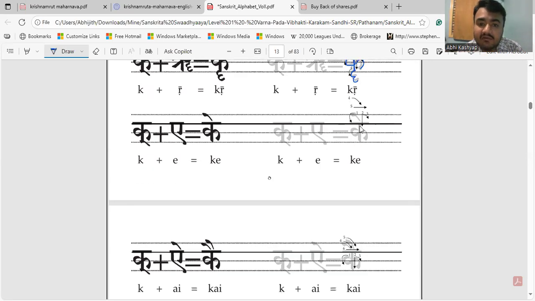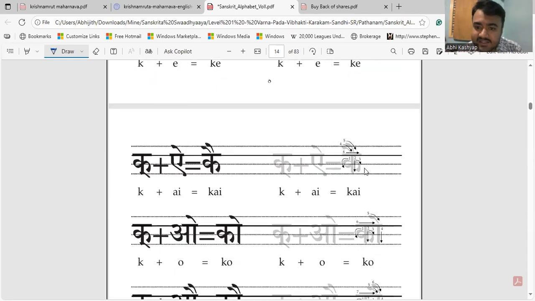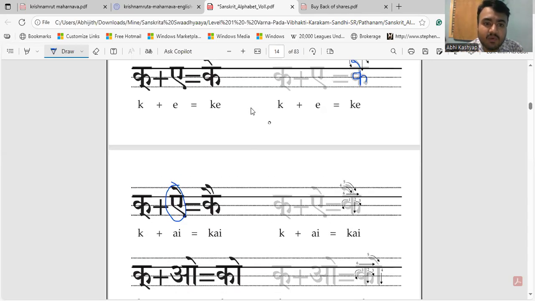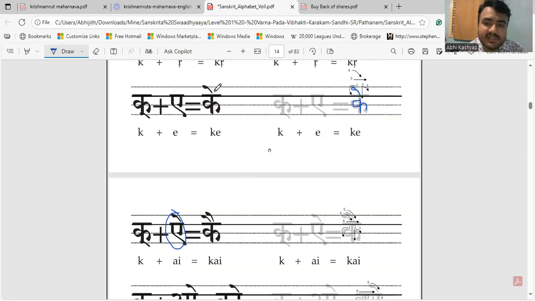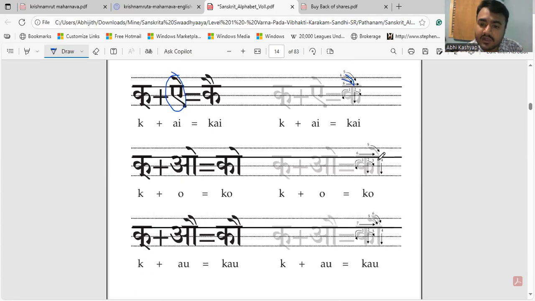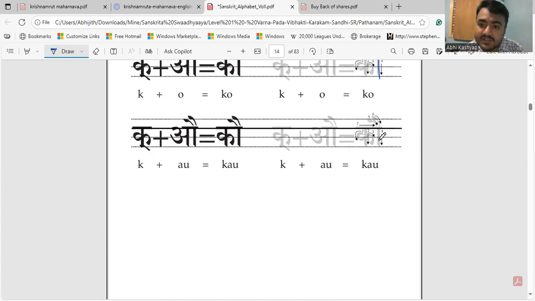For E, we give it a feather on the top. The letters will remain as they are. They just change a little with respect to the symbolism of the swara that I am giving. For E, we don't have a feather as an independent swara, but when we are adding it to a Vyanjana, it gets a feather. For Ai, it gets two feathers. Kai. For O, there is one stick and a feather. And for Au, there is one stick and two feathers.